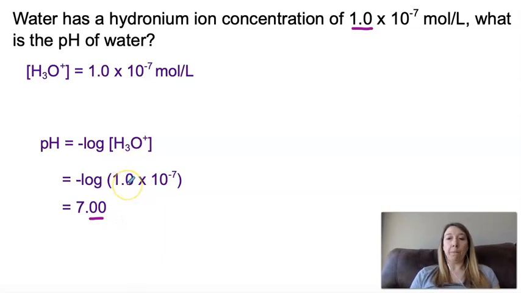So weird rule, but it's important in Chem 20 and in Chem 30 to know that when it comes to pH, and the same is going to hold true for pOH, it is only the numbers after the decimal that count.